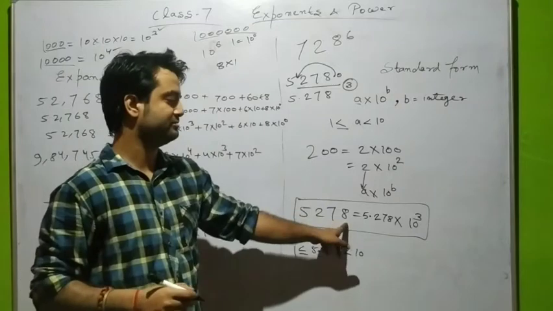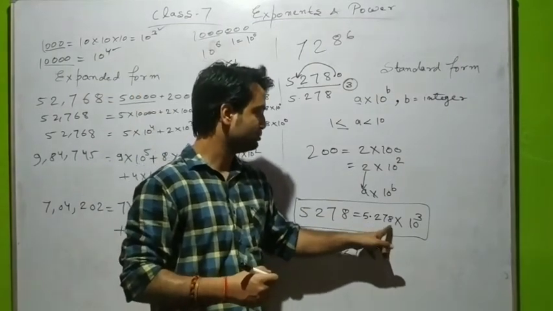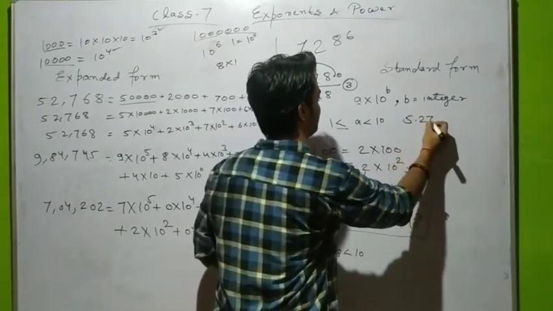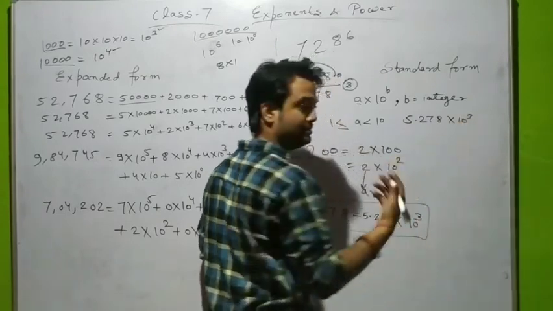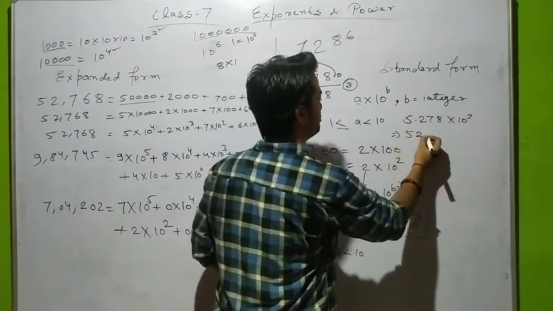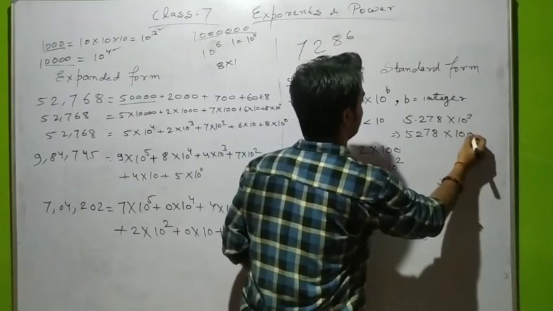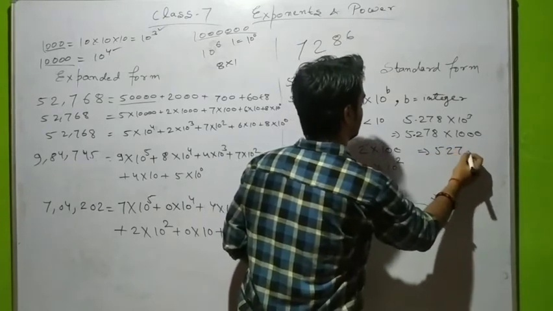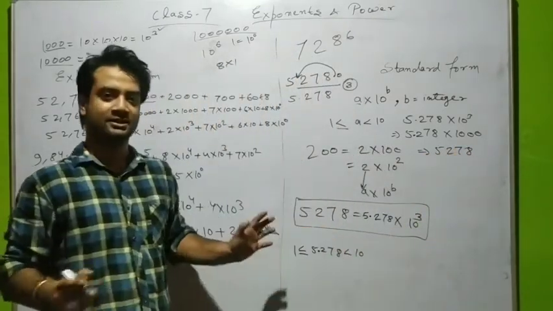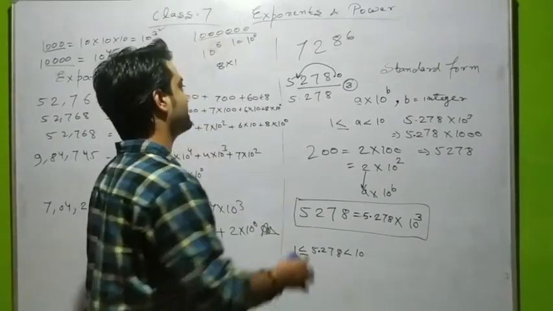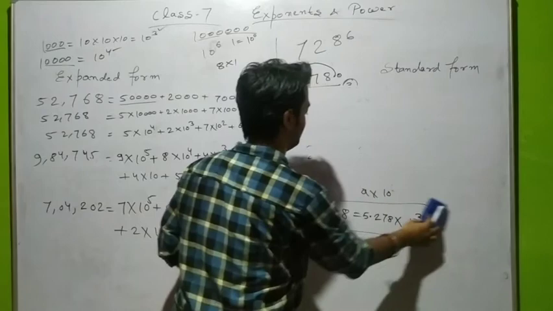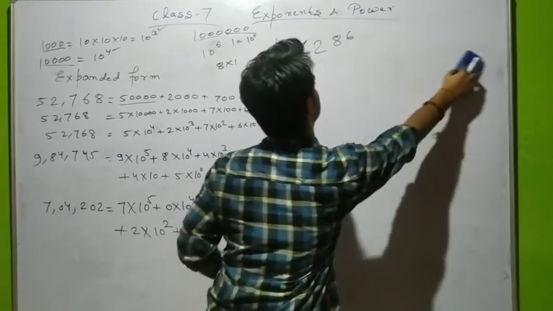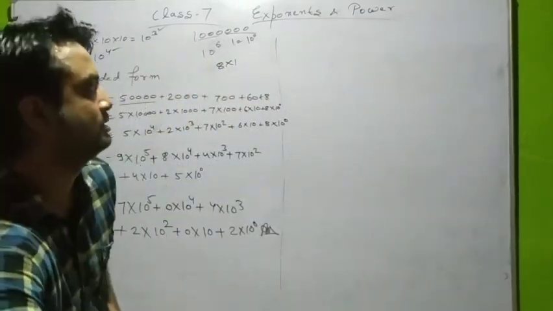So 5278 can be written as 5.278 into 10 cube. Let's get it clear. 5.278 into 10 cube. When you multiply, you get 5.278 into 1000, and you get 5278 again. Clear? This is very easy. Just practice once or twice on a board, and then you can get any number in standard form within seconds.